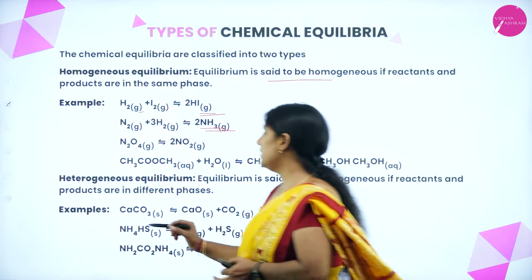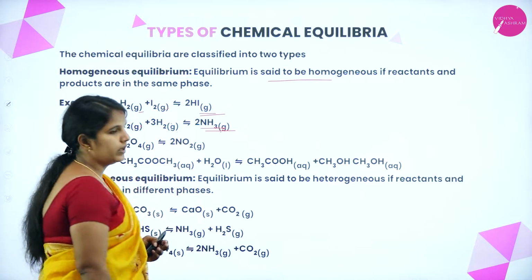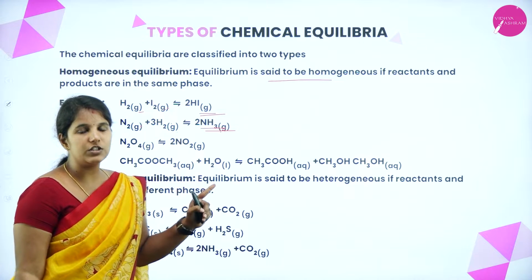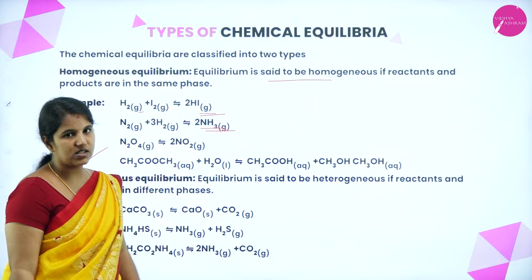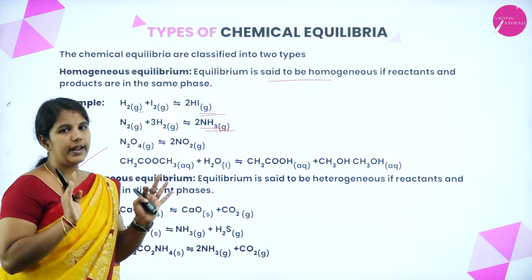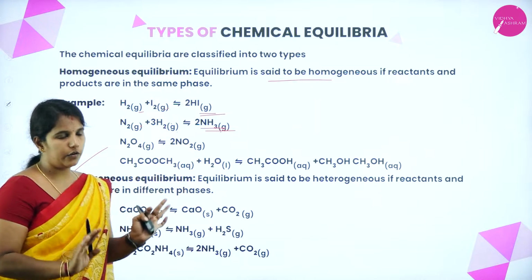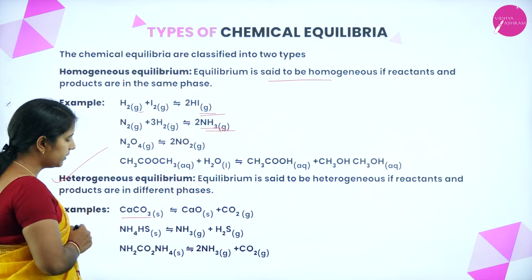Okay, similarly we will see with the heterogeneous equilibrium. The equilibrium is said to be heterogeneous only when the reactant as well as the product are present in different phases. Such equilibriums are said to be hetero. Hetero means different. Okay.